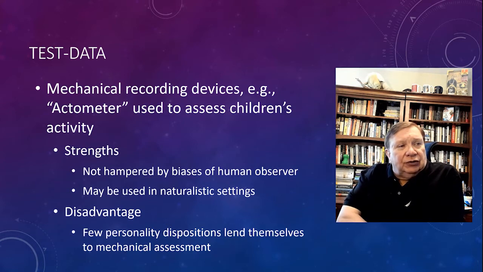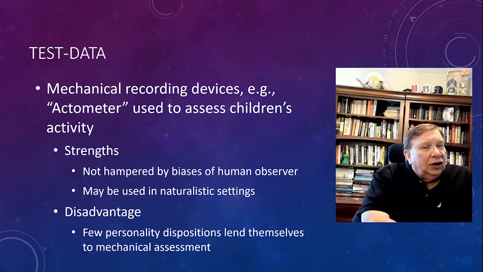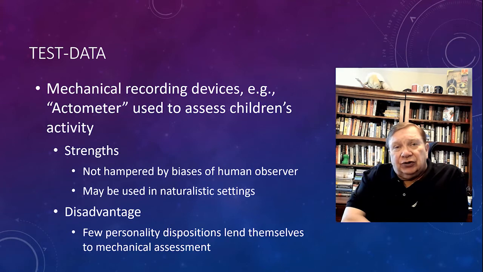Mechanical devices are great because they're not hampered by human biases. They'll record what's there, and they're not going to make a mistake unless the machine's miscalibrated. You can possibly use them in the field or naturalistic settings. The problem is they're kind of hard to theoretically use and tap into theoretical constructs, although it can and has been done.